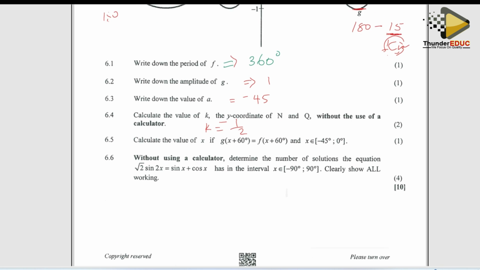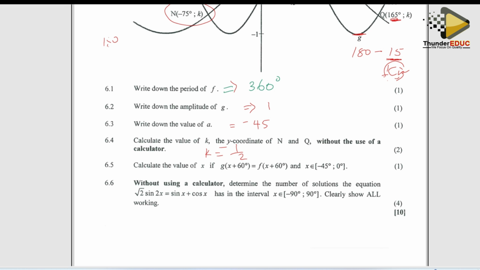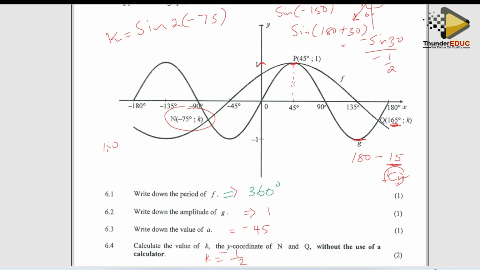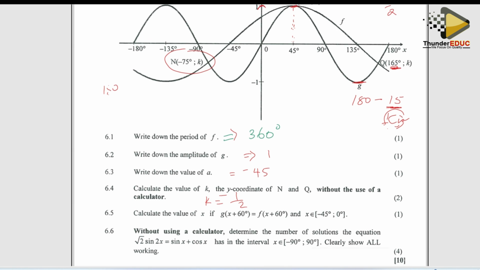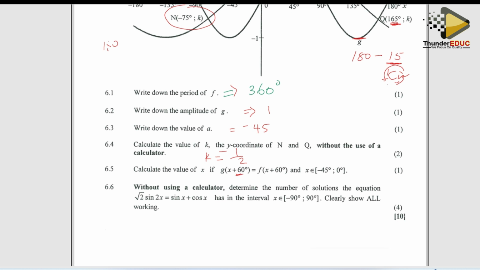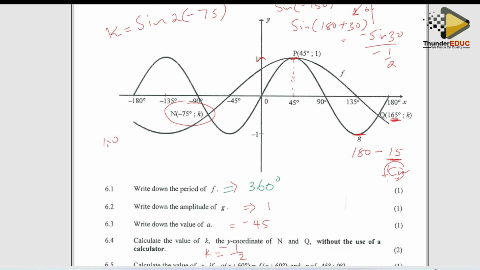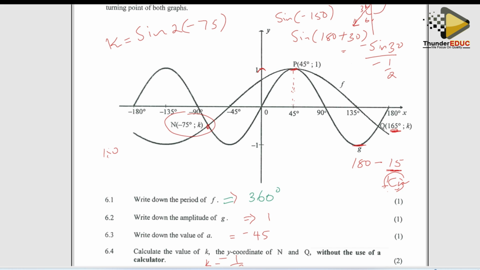Okay, then calculate the value of x if g of x plus 60, which means the graph is being moved 60 units to the left. And then f. So where do we find the two graphs to be equal? The two graphs are equal at this point, at that point, and then at that point.